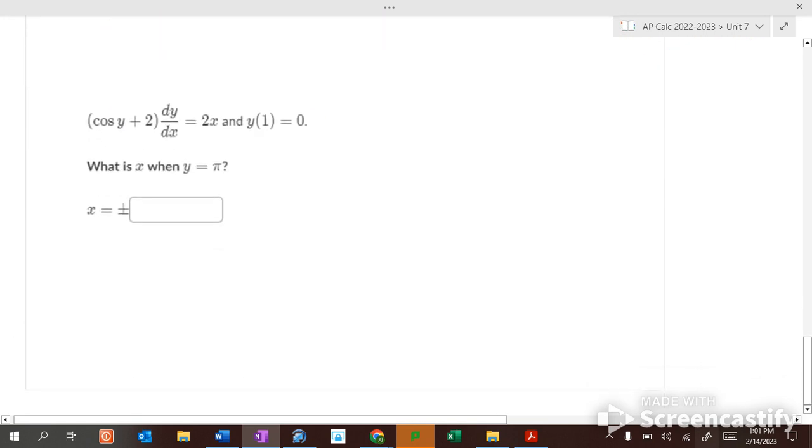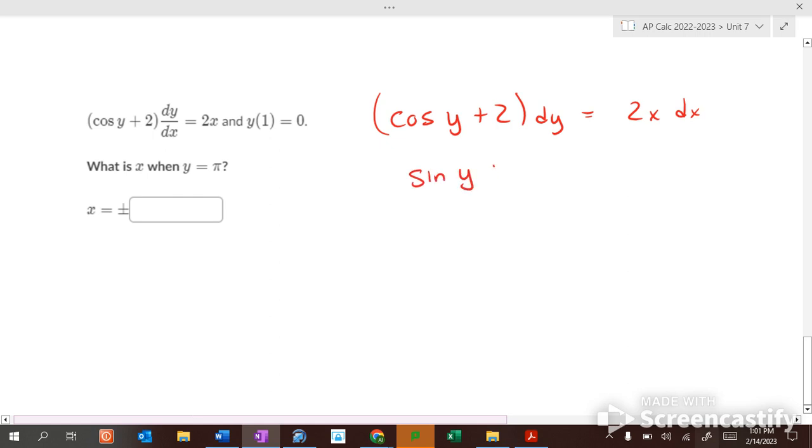Okay, this one. Ew. How do we do this? Well, this is cosine of y plus 2 dy equals 2x dx. So what's the integral of cosine of y plus 2? Sine of y plus 2y, right? Equals x squared plus c.